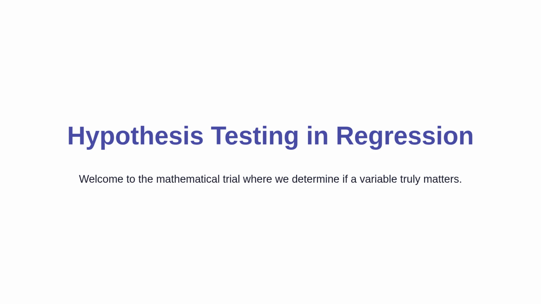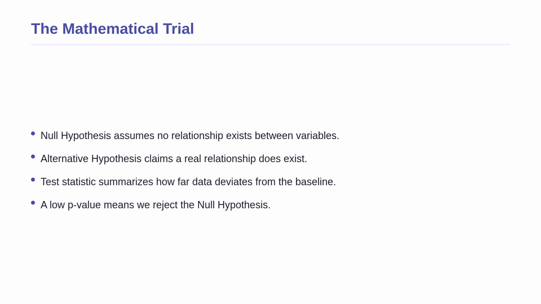We will explore how to evaluate our models and determine if the evidence in our data is strong enough to prove that a variable actually matters. Let us dive in. To begin our mathematical trial, we must understand the two competing claims at the heart of hypothesis testing. Why does this matter? Because without a formal process, we might mistake random noise for a real pattern.